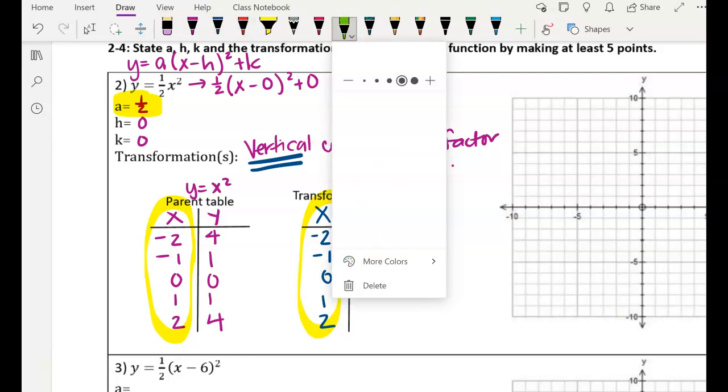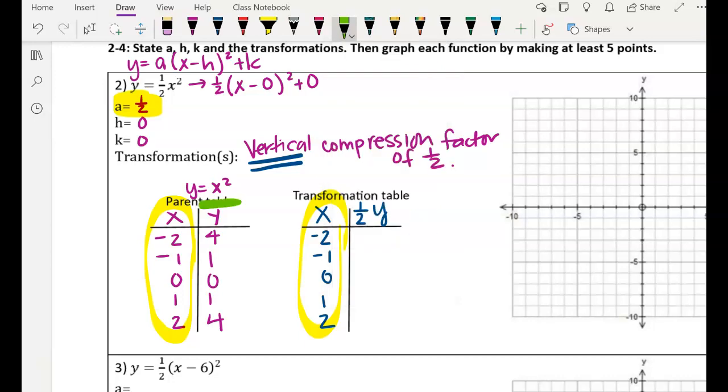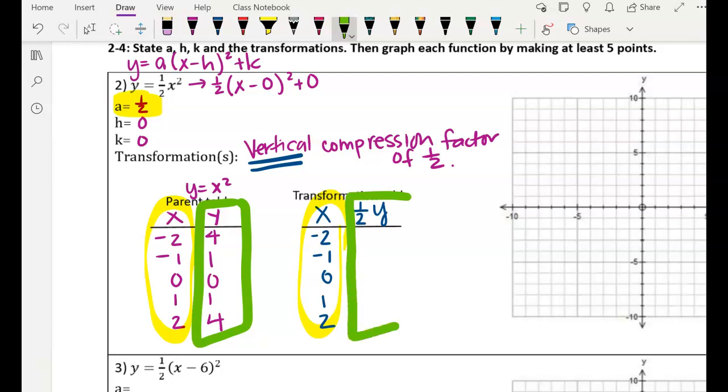Now, what we need to do is, whatever y from your parent we have chosen, we now need to compress it by a half. Remember, this needs to go here. Whatever y we have on the parent, it needs to multiply by half. So half of 4 is 2. Half times 1 is 1 over 2, or 0.5. Half times 0 is going to be 0. Half times 1 is back to half. Half times 4 is now 2.